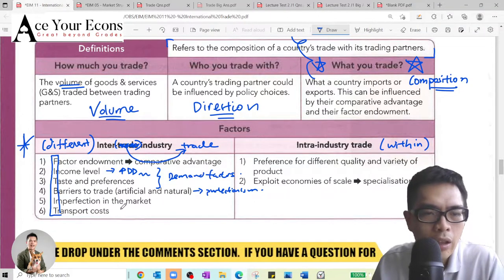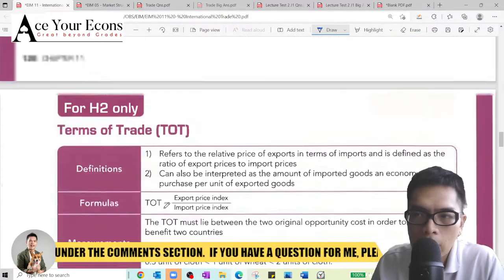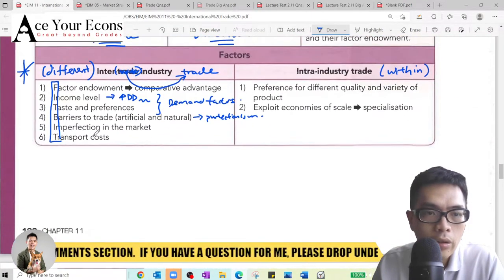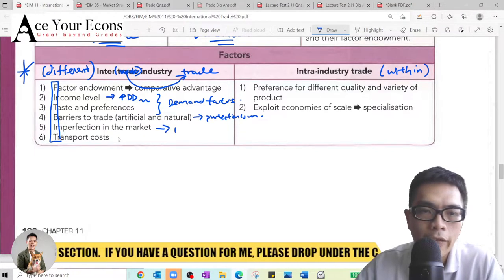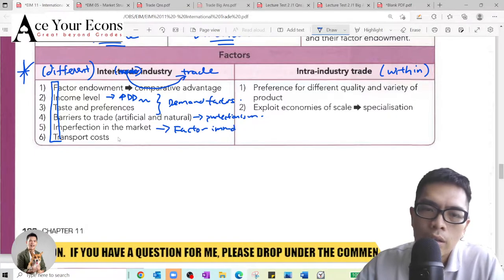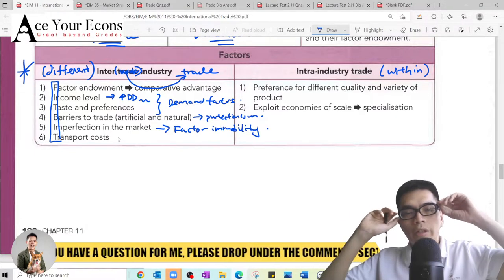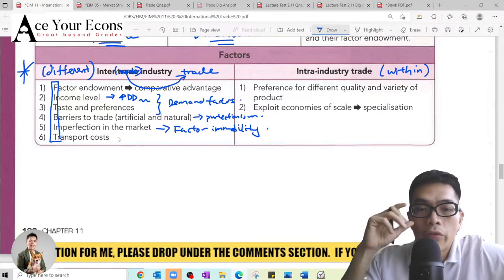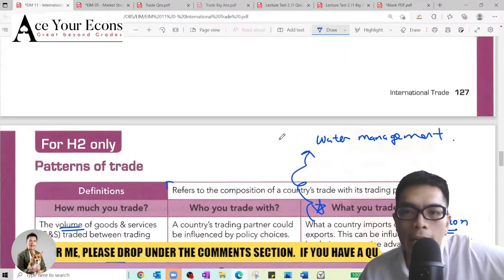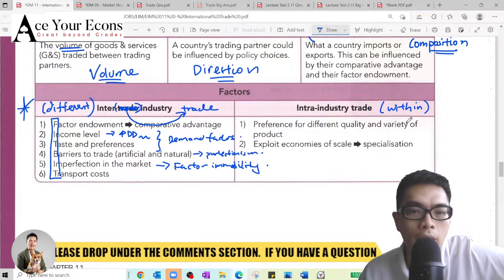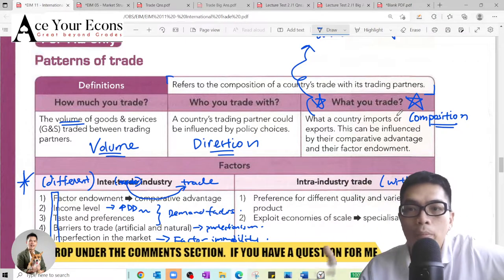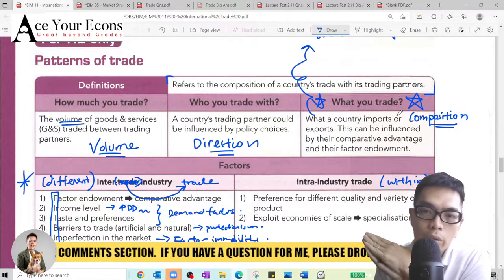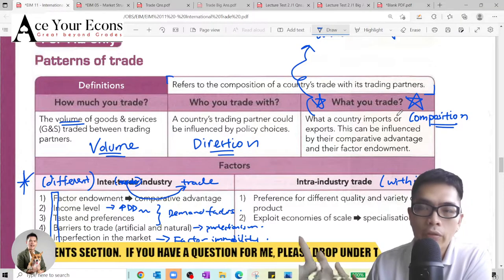Okay, I'll illustrate briefly. You realize that part of the limitations of the theory of comparative advantage is that there is factor immobility. Imperfection in the markets simply tells us that factor immobility exists. So an example to illustrate how imperfection in the market affects your patterns of trade would be what? For instance, we know that Singapore probably has a comparative advantage in water management, right? But because of factor immobility, we realize that our resources are not perfectly compatible to produce full-scale water management. Are you all following me?